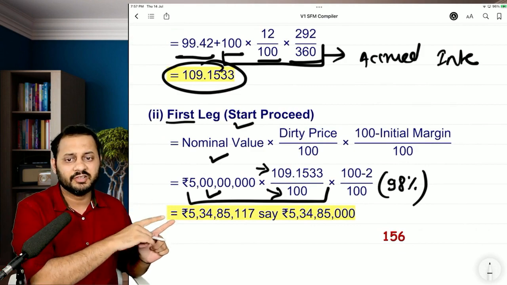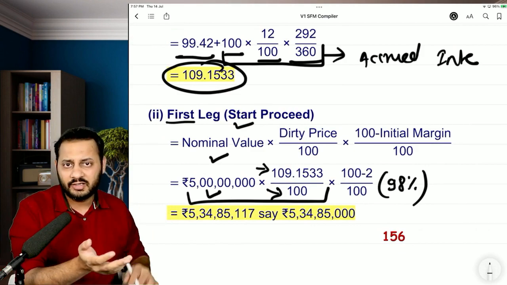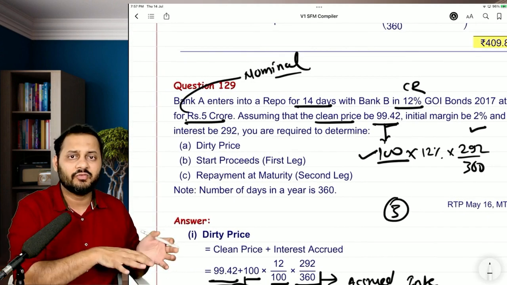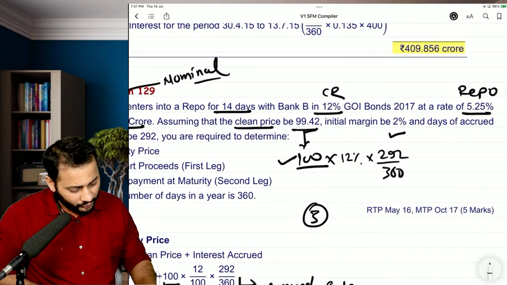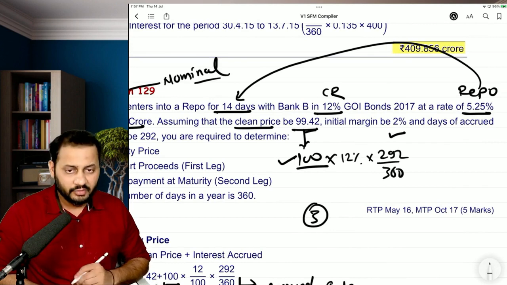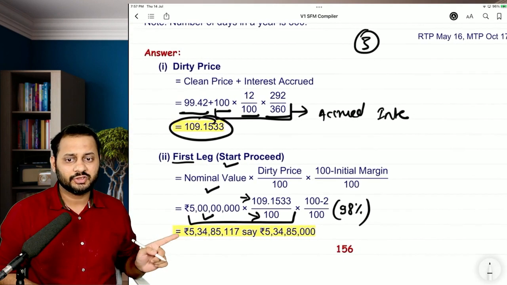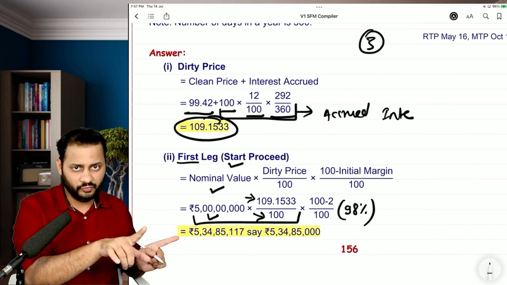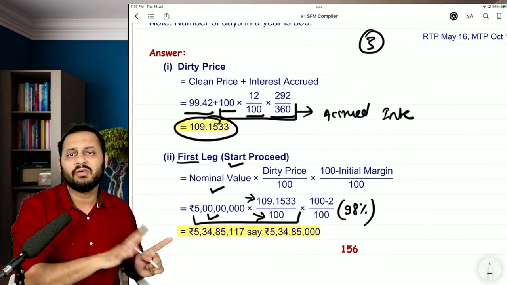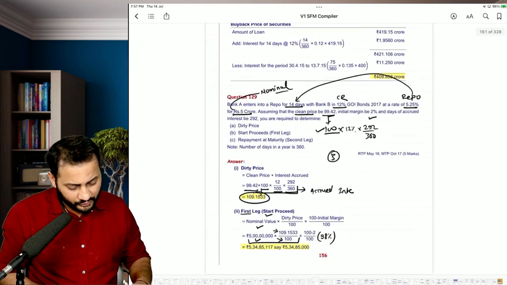So this is the first leg. Now what is the second leg? Second leg means repayment after 14 days. So 5.25 is the repo rate which you will apply for 14 days in 360. So this much of the amount into 5.25% into 14 divided by 360. That will give you the answer.